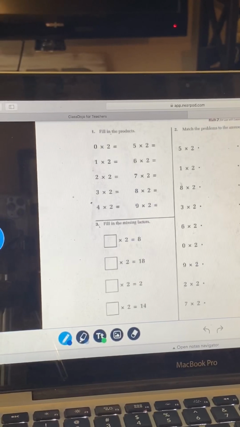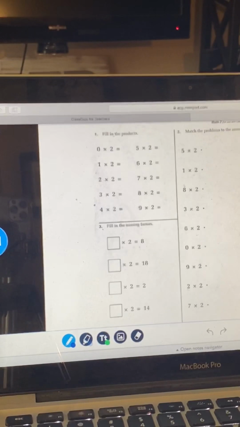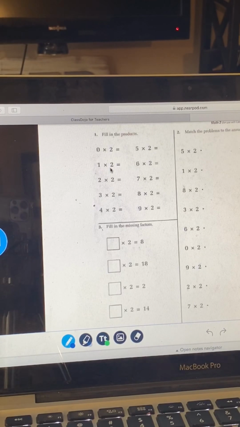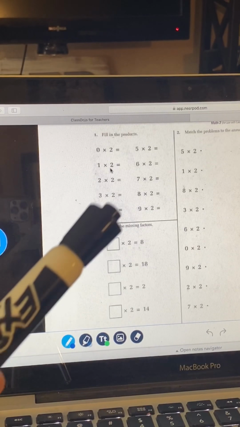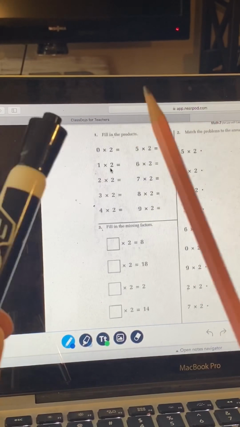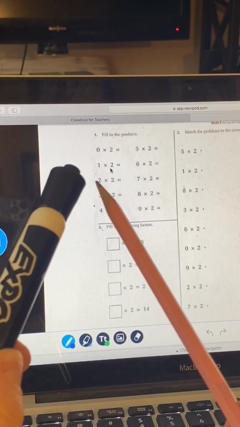All right. Okay. So let's go ahead and look at this first one. So it says fill in the product. So today we're going to be learning about times two. Now what times two means is just two groups of something. So if I have two writing utensils, I have one marker and one pencil. One item times two is going to be 1, 2.